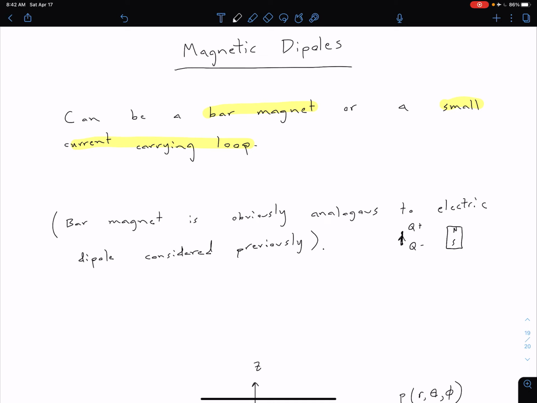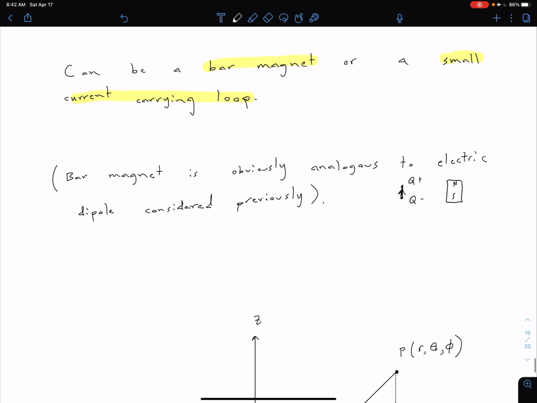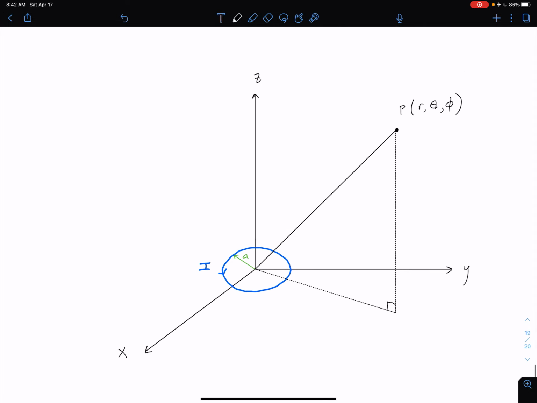So in order to answer that, let's take a closer look at our small current carrying loop. So I've drawn here some small loop with current I, which is centered at the origin and it's in the xy plane. So this is at the z equals 0 plane. And so let's say we have some point of observation P, and so I've defined this point in spherical coordinates, so we have r, theta, and phi.